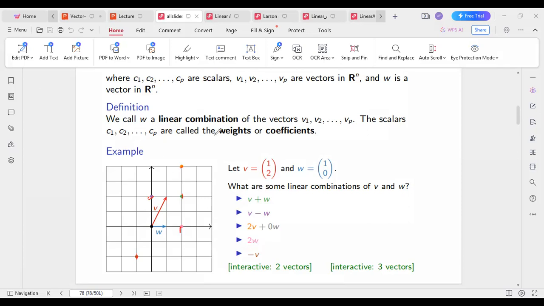And this is an example of linear combinations of the two vectors B (1, 2) and W. W is the vector along the x-axis, and B is this vector.